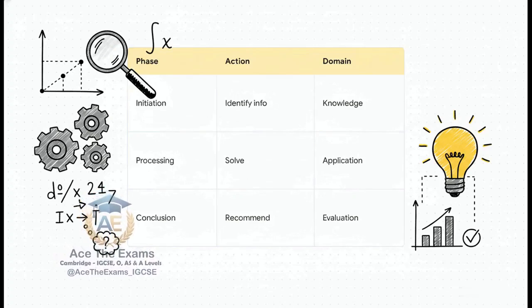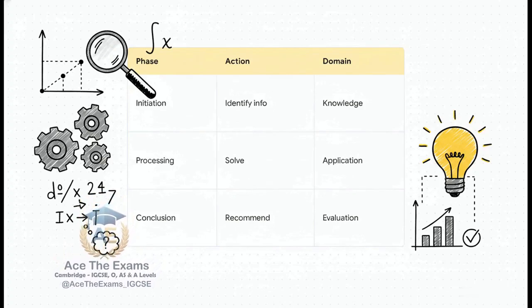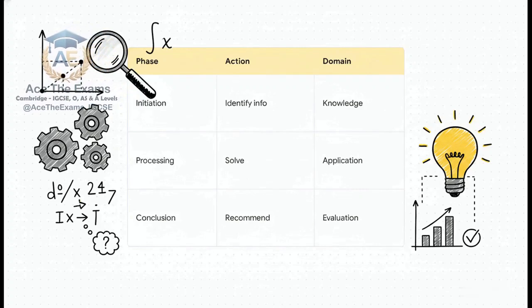Finally, we reach the conclusion phase, which requires you to make justified recommendations. This satisfies the highest, most elite domain of evaluation. This is where you prove beyond a shadow of a doubt that you understand what your calculated area or expected value actually means in the context of the messy real world.